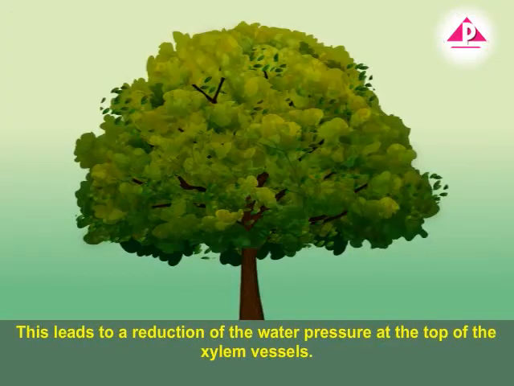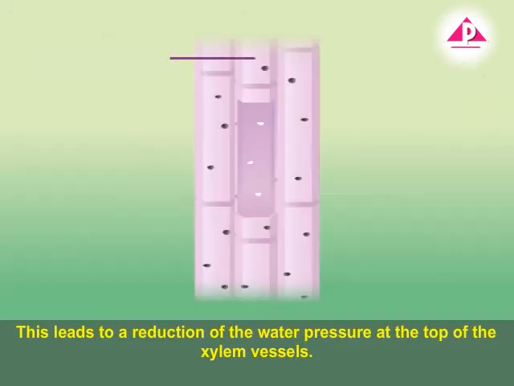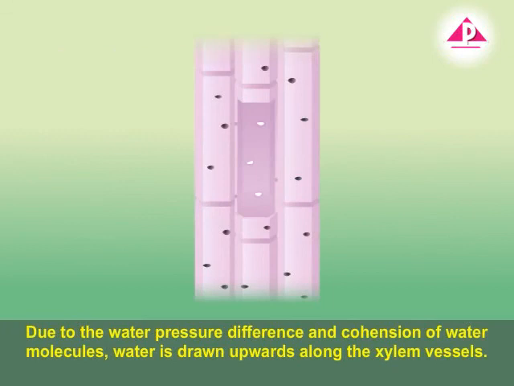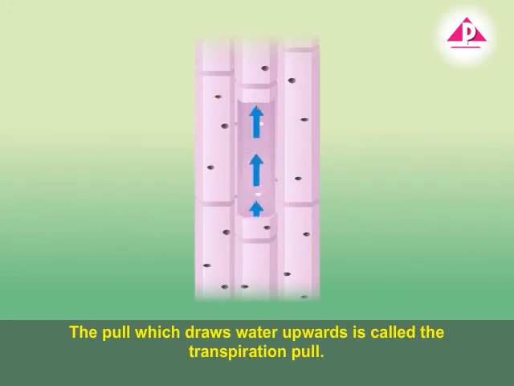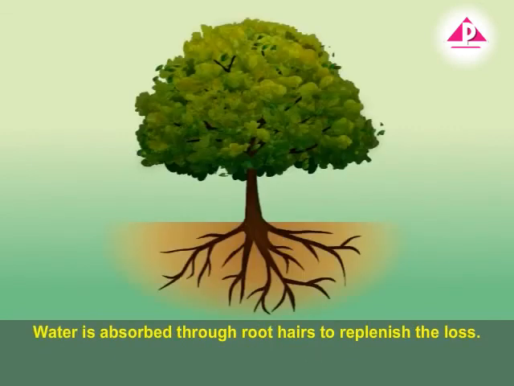This leads to a reduction of the water pressure at the top of the xylem vessels. Due to the water pressure difference and cohesion of water molecules, water is drawn upwards along the xylem vessels. This flow of water through the plant is called the transpiration stream. The pull which draws water upwards is called the transpiration pull. Water is absorbed through root hairs to replenish the loss.